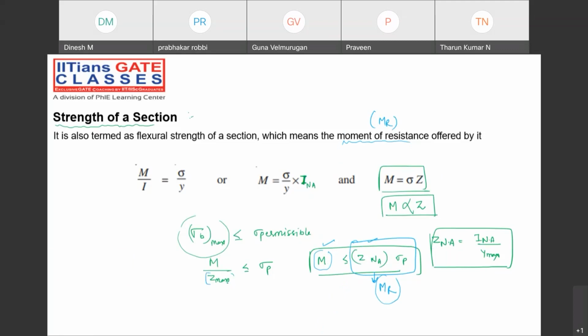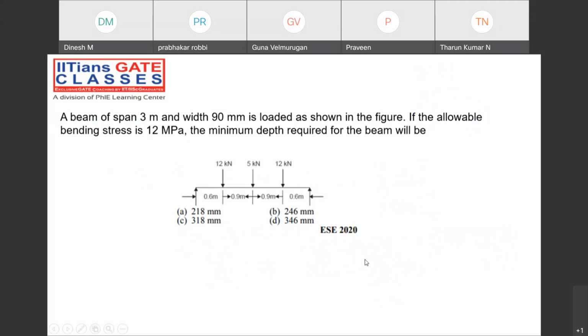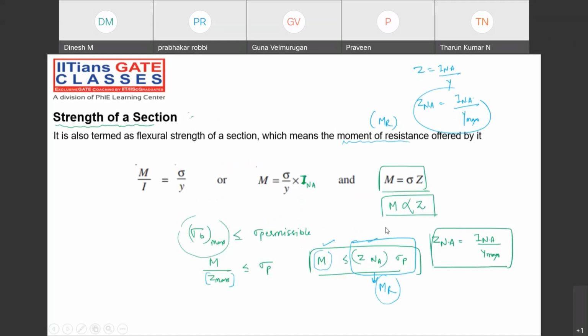Right? And what about Z maximum? It is different than Z. Z is simply I about the neutral axis divided by Y. If I calculate Z about the neutral axis, then it is I neutral axis divided by Y maximum. Understanding or not? All of you are understanding? Perfect. Now somebody might be thinking, sir, what is the Y maximum?